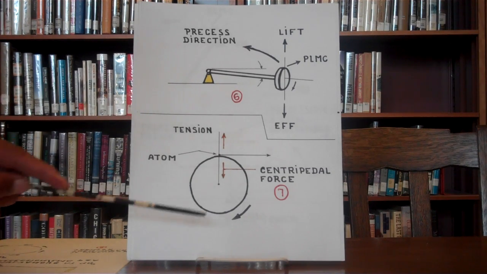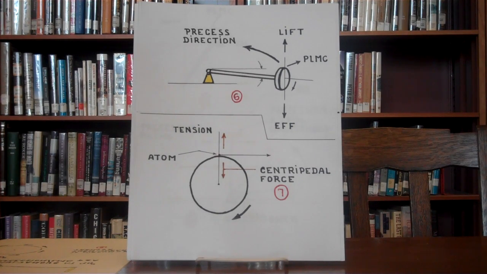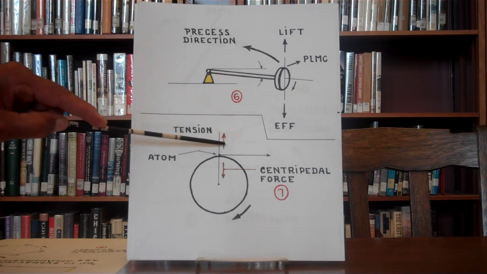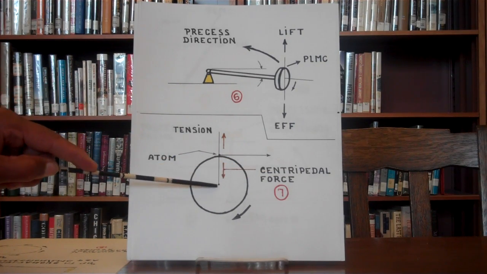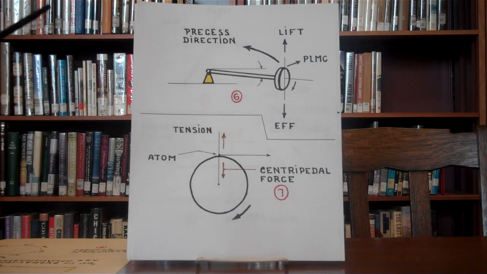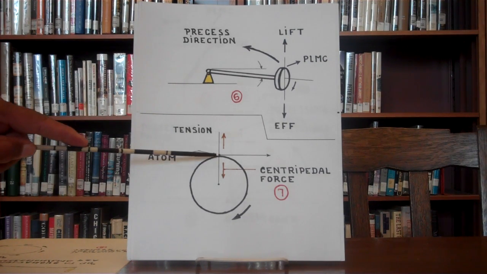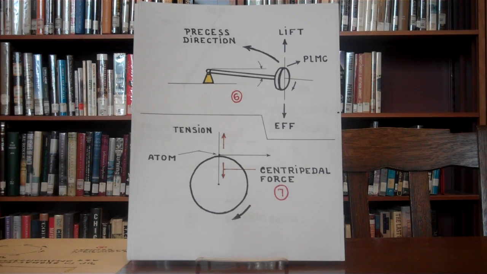As a gyro spins, each atom the gyro is made of has a centripetal force direction, pulling it to the center of the disc, and along the same line a tension force. This is the tension force, going upward. A centripetal force going down toward the center. And here's the atom right here. And that atom, if it's detached, will always move at a 90-degree angle to the radius line. That's number 7 here.